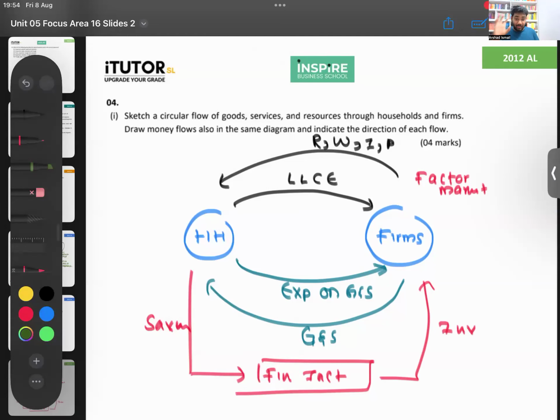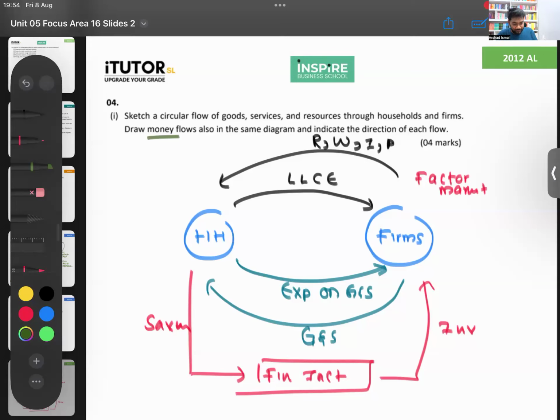So basically, households and firms: households provide their land, labor, capital, entrepreneurship. In return, they receive factor payments. Then they spend that money on goods and services. In return, they receive goods and services. So they're saying, draw money flows in the same diagram. So which one is the money flow and which one is the real flow? To explain, you just have to say households provide their factors of production, in return they receive payments, and that's what you will explain.